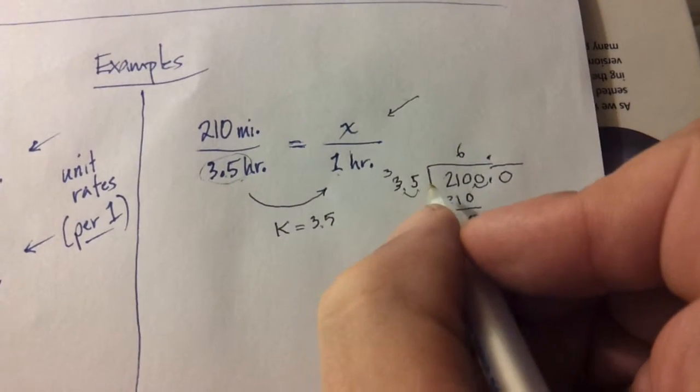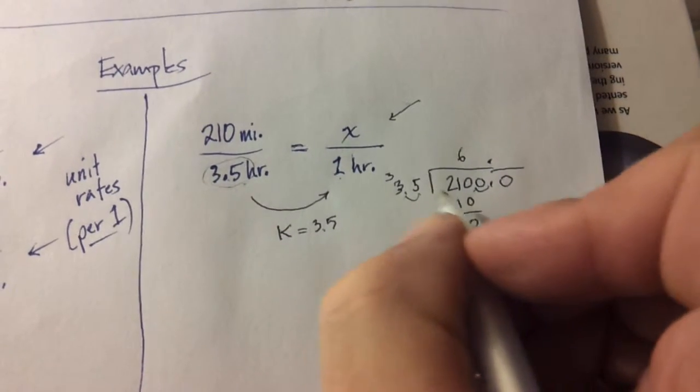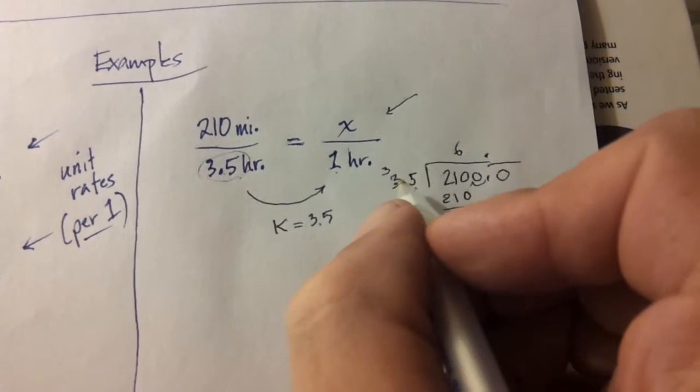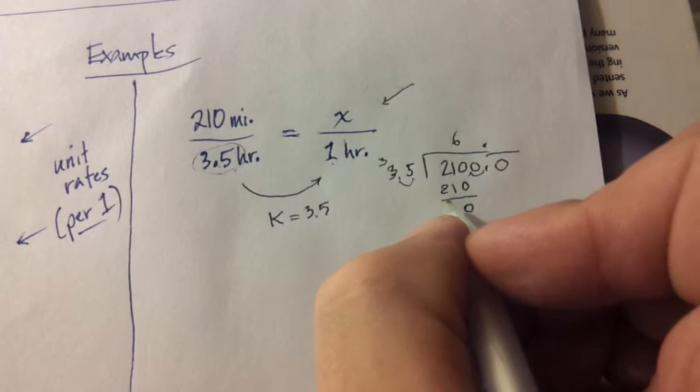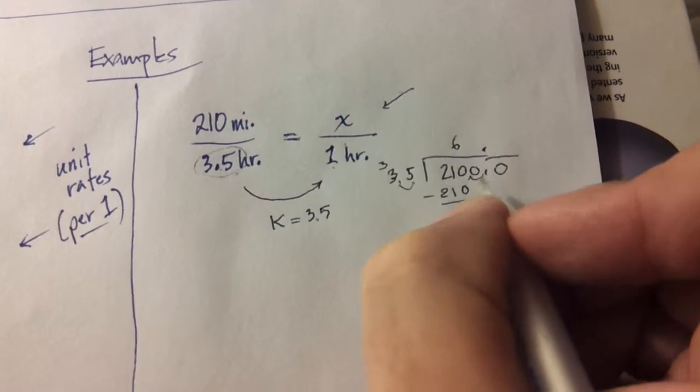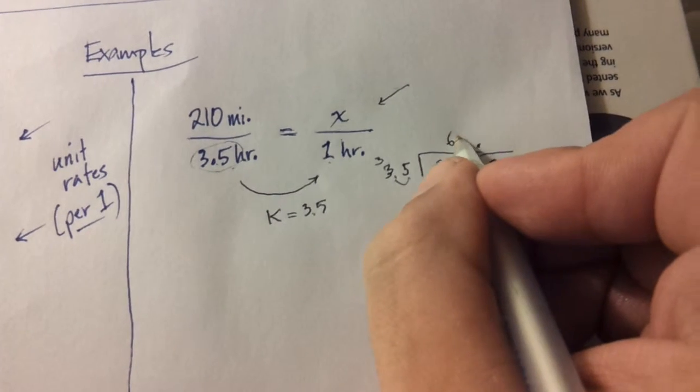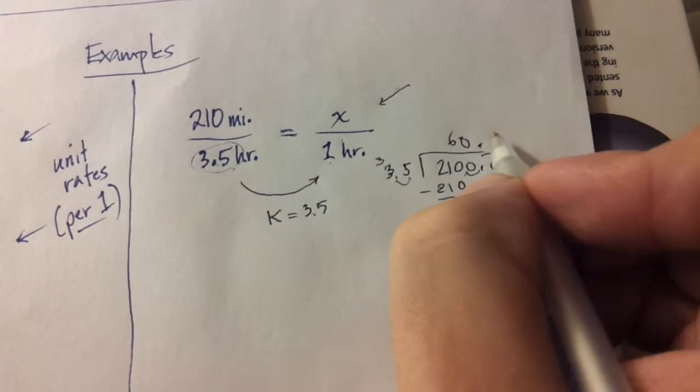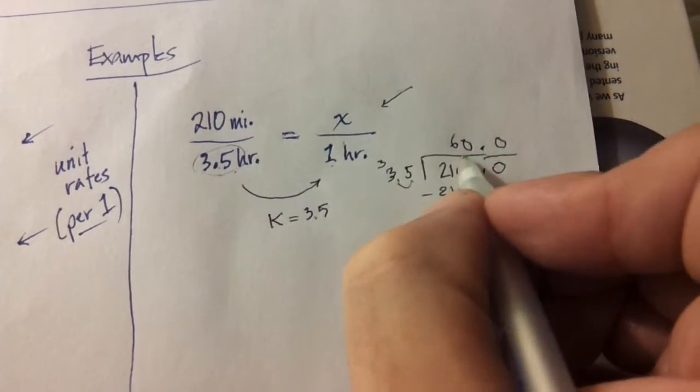Did I do that right? Because I just guessed. 6 times 5 is 30, 0, carry the 3. 6 times 3 is 18, 19, 20, 21. Yep, 21. Okay, so that actually works out. Bring down the 0. Okay, so that tells us that x is equal to 60.